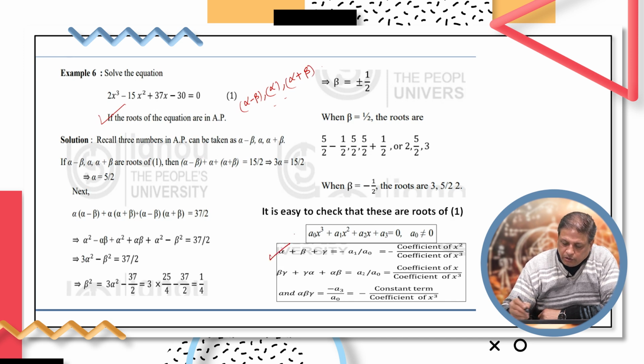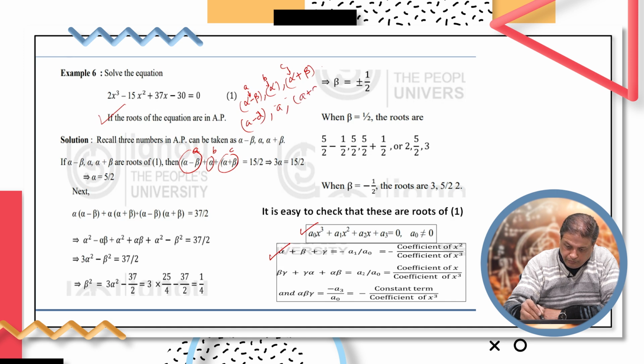What was the formula for the sum of the roots? Alpha plus beta plus gamma is minus a1 upon a naught. If this is a cubic equation having the roots alpha, beta, gamma, then the sum of the roots, that means if we say this is the first root, you can say a plus b plus c. So, a is nothing but alpha minus beta, b is alpha, and c is gamma, or you can say this is a minus d, this is a, and a plus d.